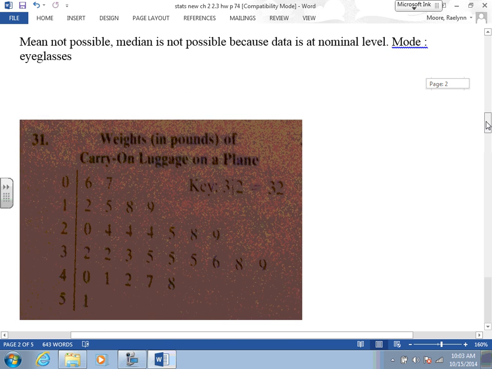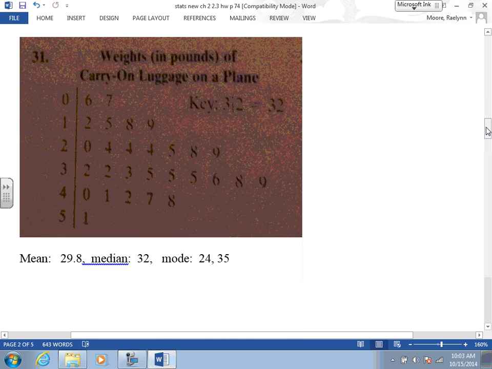I'm sorry, this is kind of fuzzy, but you could find your data and put this in. You would have to put in each entry into your L1. This would be 6, 7, 12, 15, 18, 19. You'd put all of them into your L1. Okay? Find your mean, median, and mode.